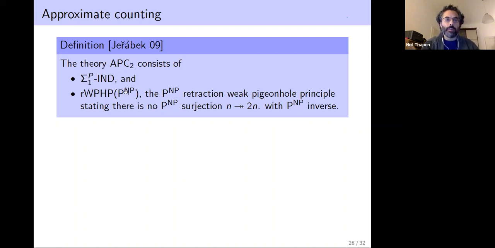And in the presence of this, we also have an axiom about P to the NP functions, which is the retraction weak pigeonhole principle. And it says, this should be a comma, it says you can't have a surjection from n to 2n with an inverse. The important thing is really the surjection part.